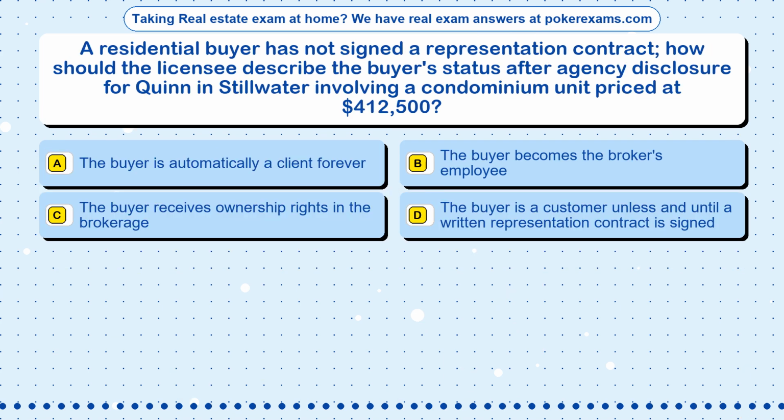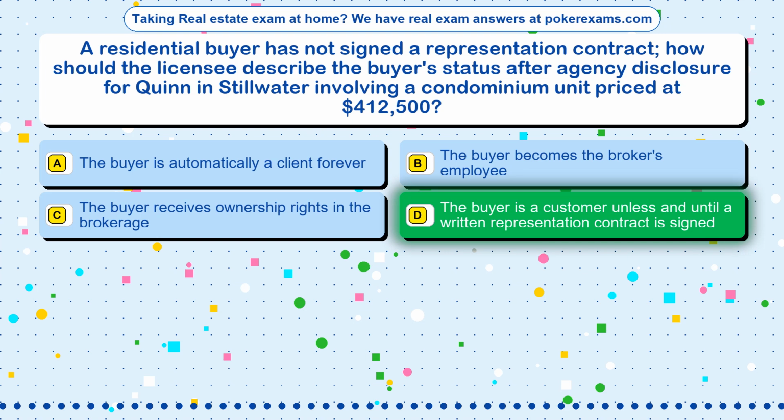Question 64. A residential buyer has not signed a representation contract. How should the licensee describe the buyer's status after agency disclosure for Quinn in Stillwater involving a condominium unit priced at $412,500? Option A, the buyer is automatically a client forever. Option B, the buyer becomes the broker's employee. Option C, the buyer receives ownership rights in the brokerage. Option D, the buyer is a customer unless and until a written representation contract is signed.